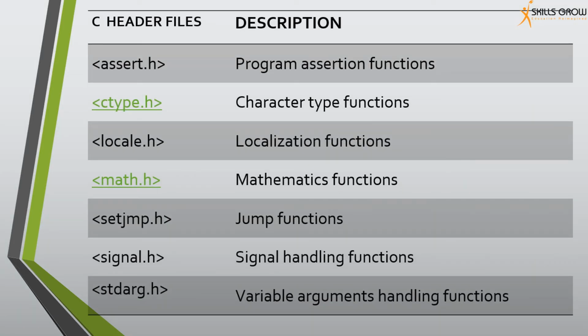Assert.H header file. This header file contains all program assertion functions. CType.H header file contains all character type functions. Math.H header file contains mathematical functions. Signal.H file contains signal handling functions. Locale.H file contains localization functions.